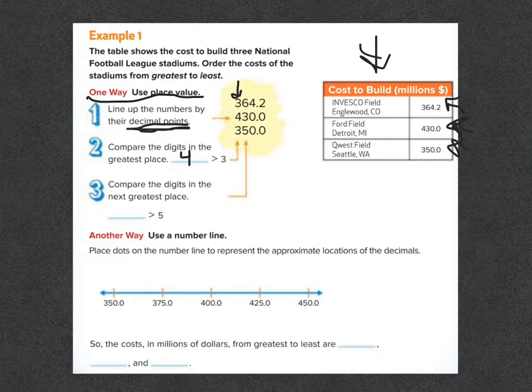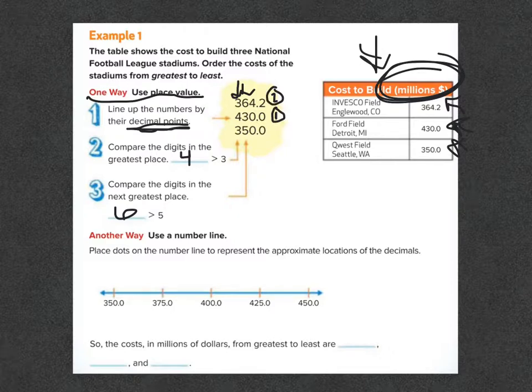Next, we're going to compare the digit in the next greatest place, which is the tens place or 10 millions place, because these are all values in millions. And so I know that 6 is greater than 5, and so this is the greatest. Then 364.2 is the second greatest, and 350 is the third greatest. Which we'll write down at the bottom, but here we go.